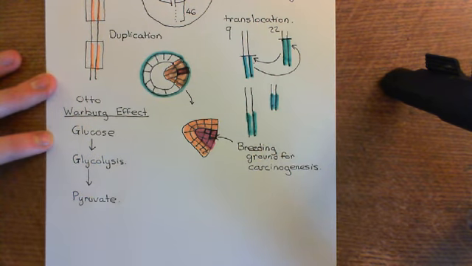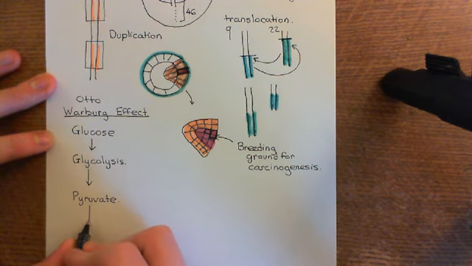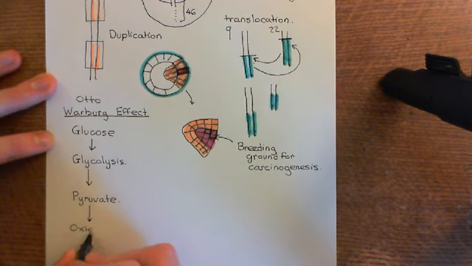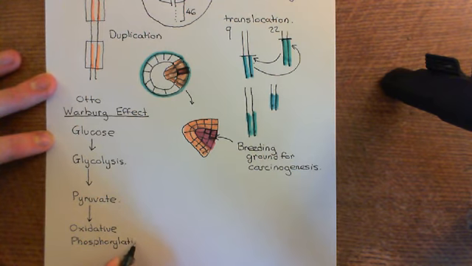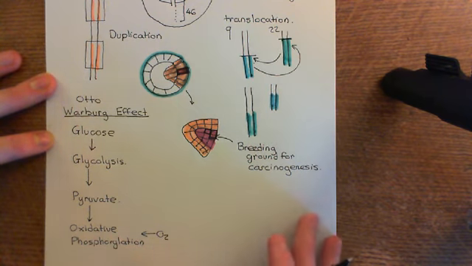Okay, then these pyruvate molecules go through the Krebs cycle, and then they go finally onto the electron transport chain. So I will just put oxidative phosphorylation. And this oxidative phosphorylation process involves oxygen. If you have low levels of oxygen, this process will stop, basically. So this requires O2 to be present, basically.